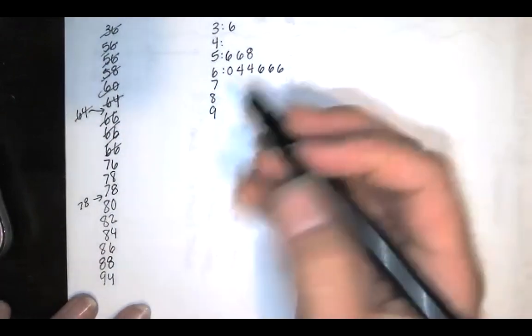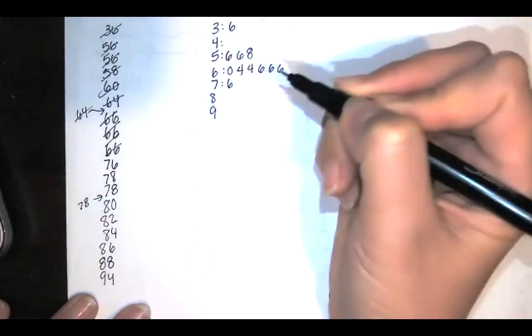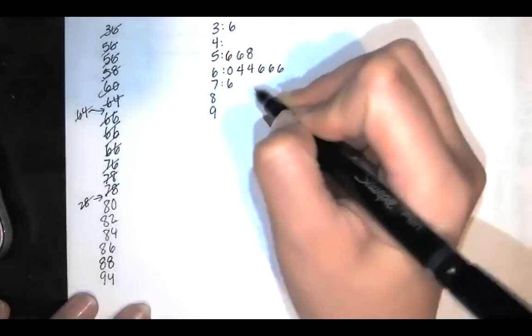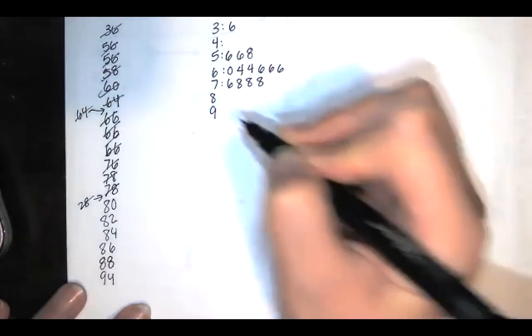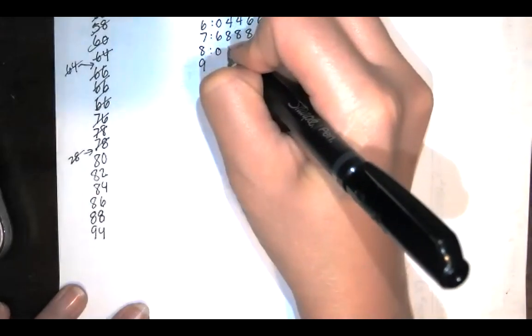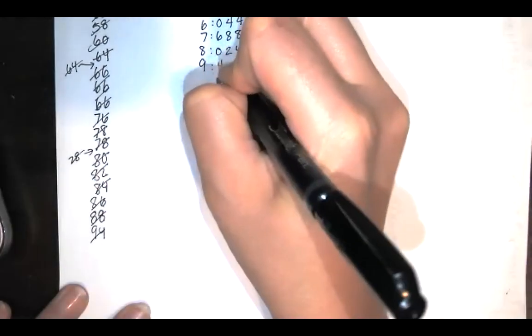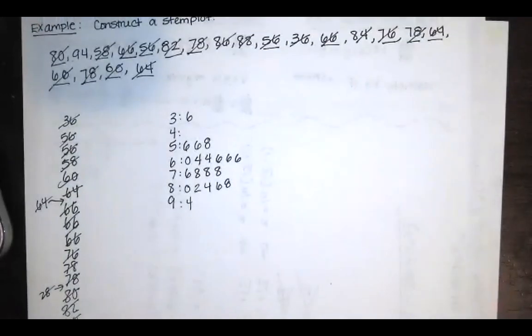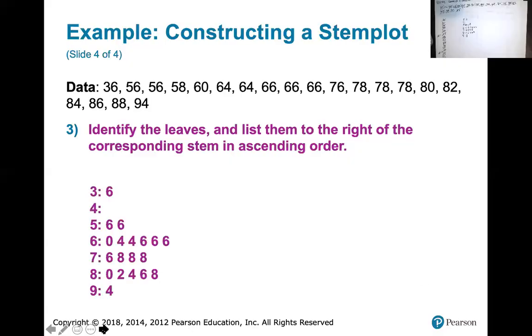Okay, now we're on to the 70s. We have 76, so there's a 6 there, then a 78 and a 78 and a 78, so 3 8s. And we're done with the 70s. Then we've got heart rates in the 80s, so that's a 0, a 2, a 4, a 6, and an 8. And then for the 90s, we've got a 94. So that is our stem plot. And that's exactly what I have on my paper. So my paper and my PowerPoint show the same thing.